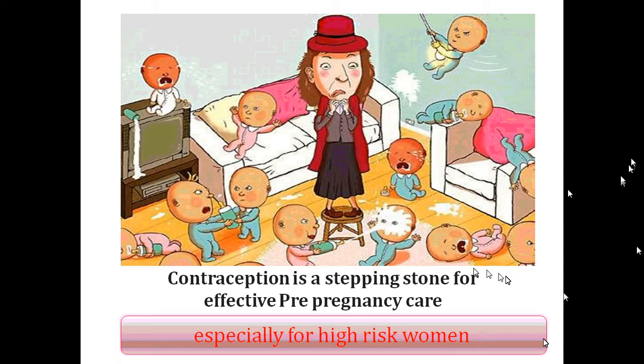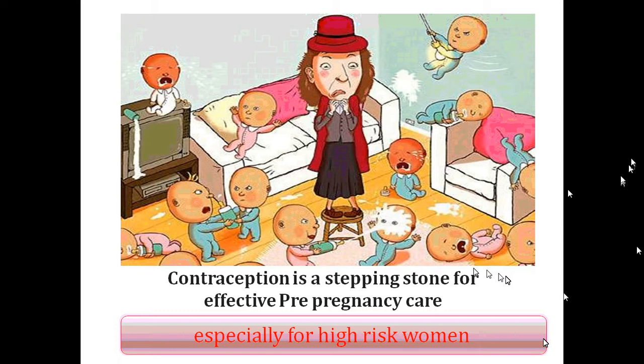Formulation: we have 3 phases. Monophasic contains a fixed amount of estrogen and progestin. Biphasic, fixed amount of estrogen, while the progestin increases in the second half of the cycle. Triphasic, the amount of estrogen may be fixed or variable, while the amount of progestin increases in 3 phases.